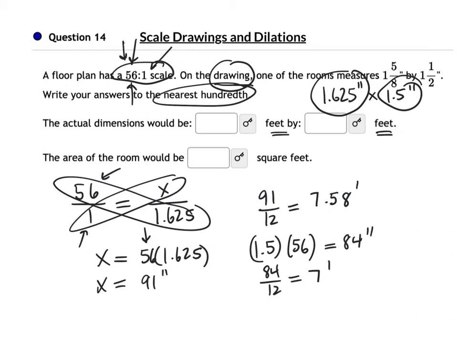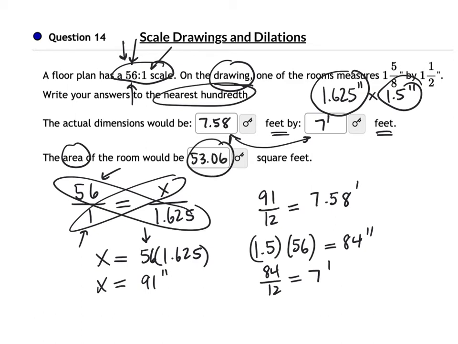So the actual dimensions are 7.58 by 7, and then we're going to find the area. Area is base times height. We'll just multiply these two. 7 times 7.58 is 53.06.